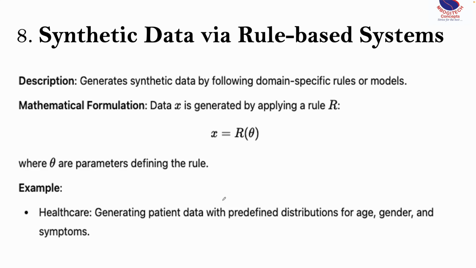And this is the formula. Basically, x depends on r of theta. R is the rule.